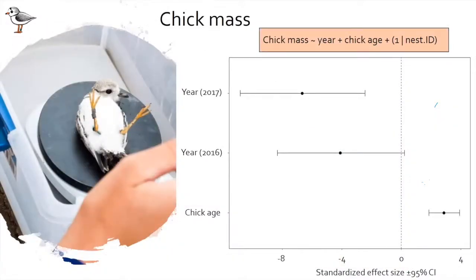So when we look at the effects from our top model, there was no effect of habitat type again, but there was a lower chick condition in 2017 compared to 2015. And as we might expect, the older chicks got, the higher their mass was.